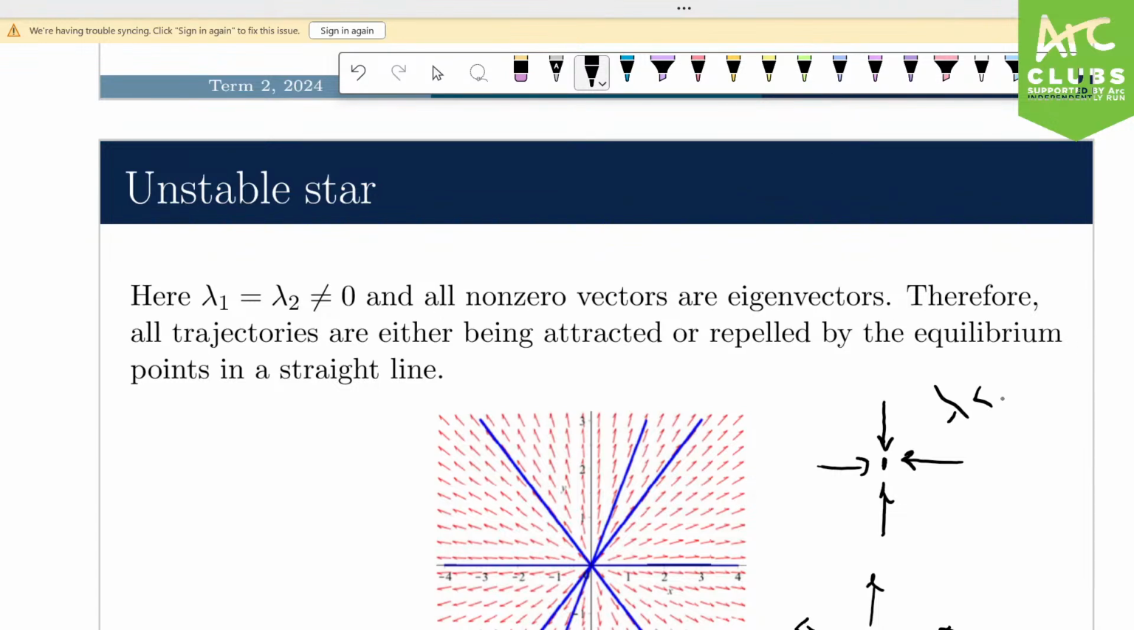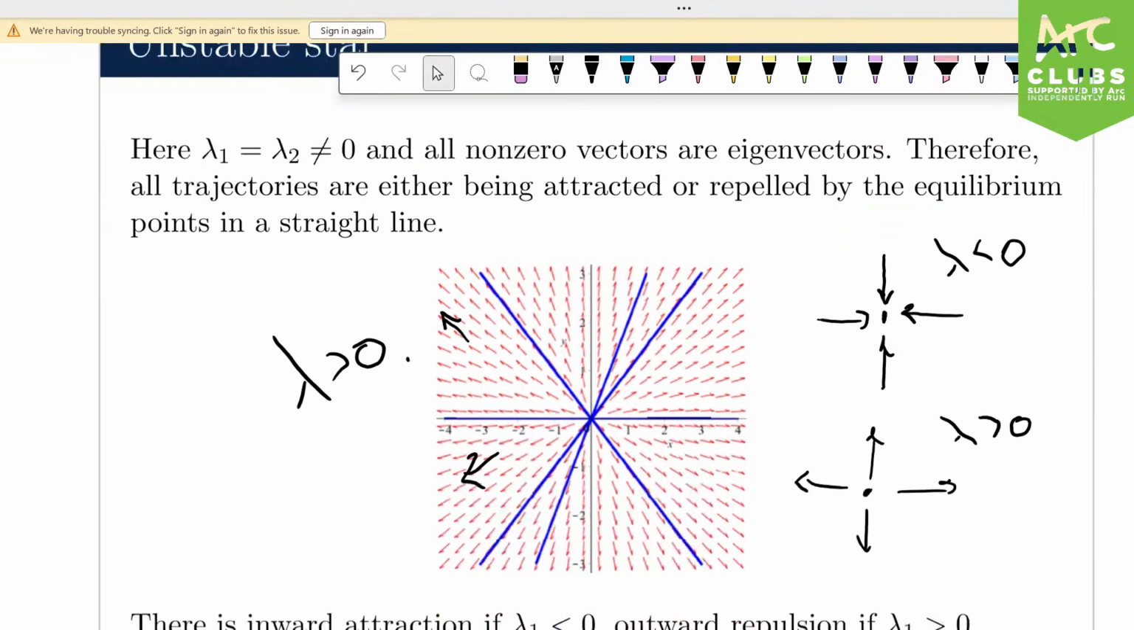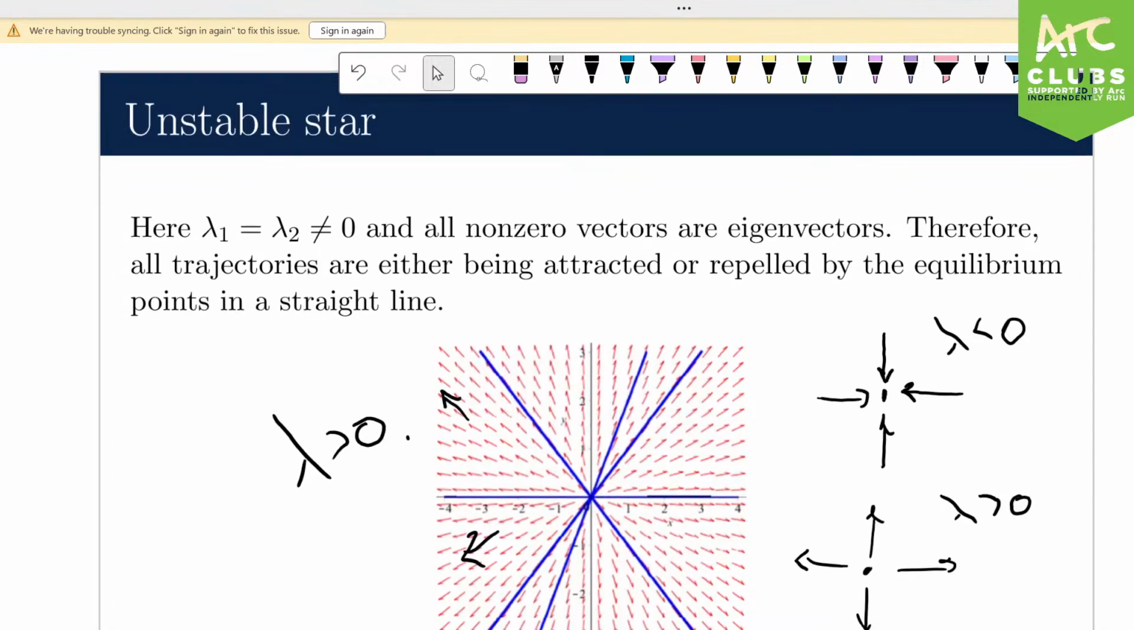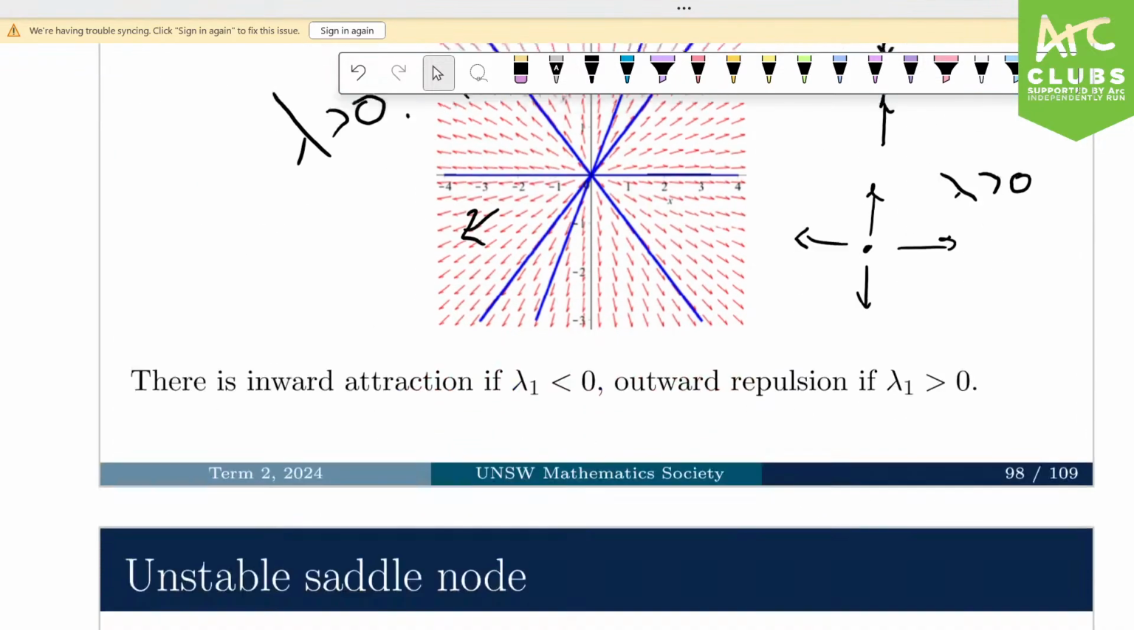This would be lambda less than 0. This is lambda greater than 0. This is just analogous to sources and sinks in a vector field. So in this case, we see that all of the directions are going outwards. So we can say lambda is going to be greater than 0. So we either get inward attraction or outward repulsion, depending on whether it's positive or negative.